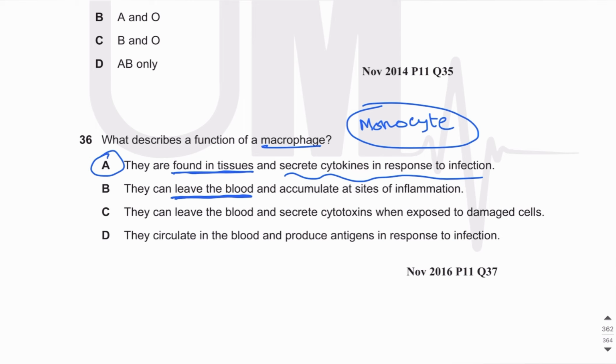So always remember this point, that macrophages are always found in tissues. When the same cell is leaving the blood, it's not called macrophage, it's called monocyte. So this is wrong, right? Circulate in the blood. All of these points are wrong. Okay.